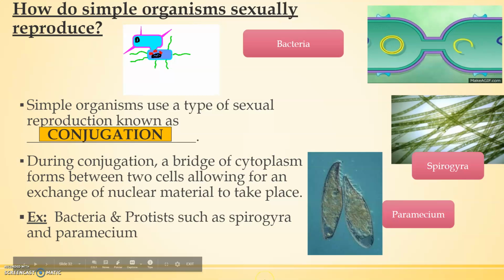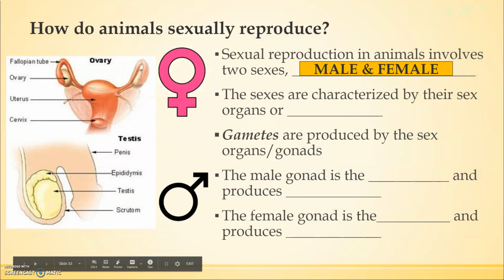But how do simple organisms sexually reproduce? Well, simple organisms use a type of sexual reproduction known as conjugation. During conjugation, a bridge of the cytoplasm forms between 2 cells, allowing for an exchange of nuclear material to take place. So examples would be bacteria and protists. So bacteria and protists perform sexual reproduction through conjugation.